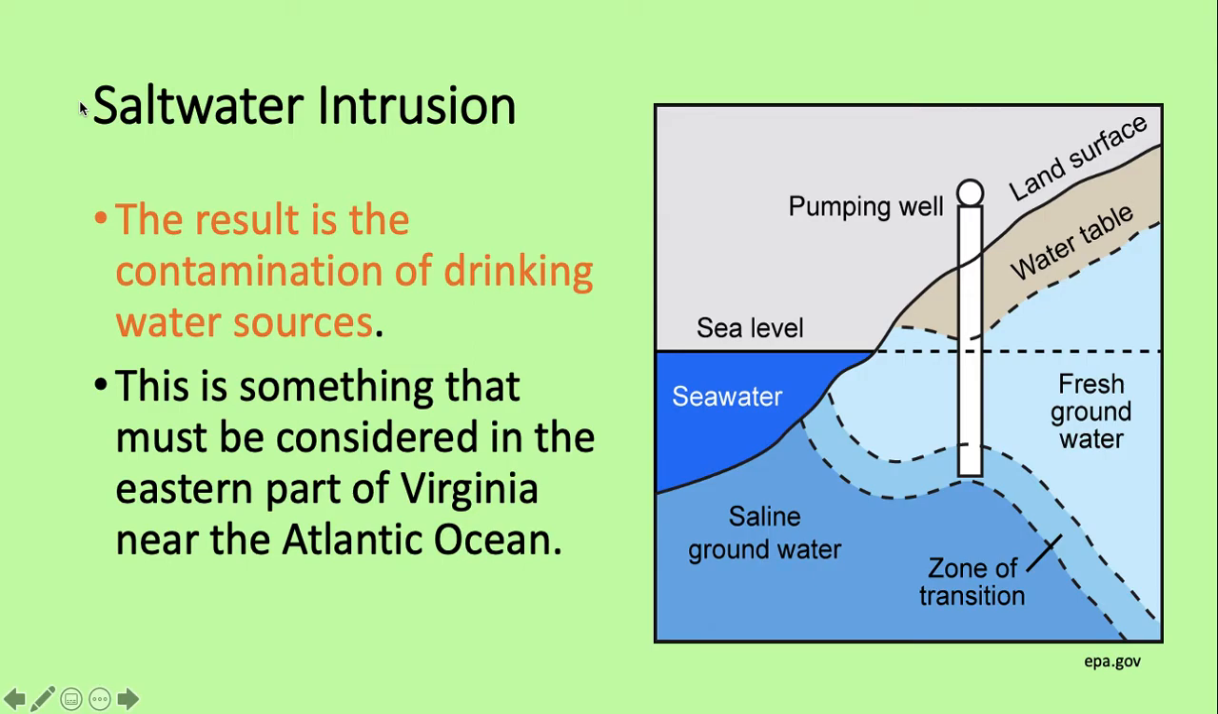The result is the contamination of drinking water sources. This is something that must be considered in the eastern part of Virginia near the Atlantic Ocean. Anytime you're close to the ocean, there is going to be salt water.